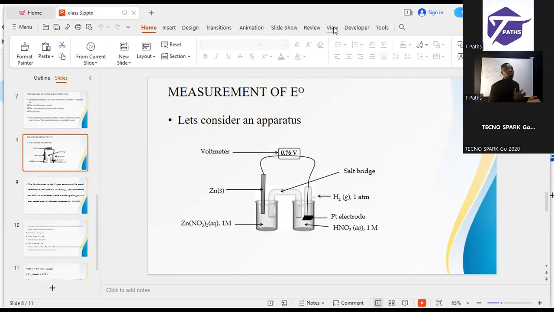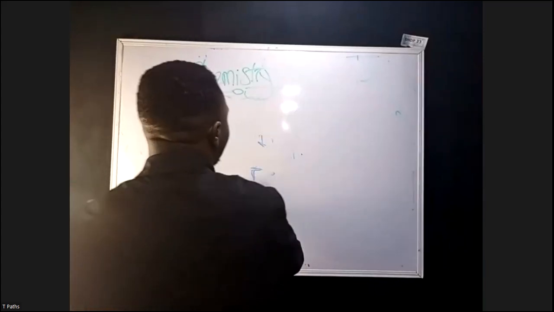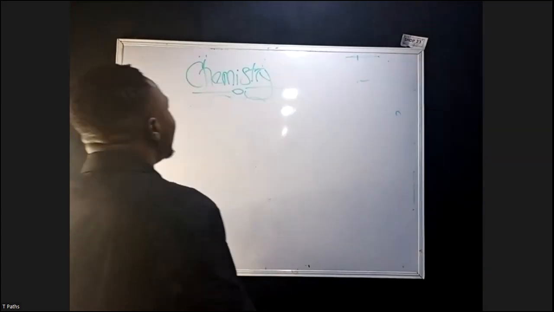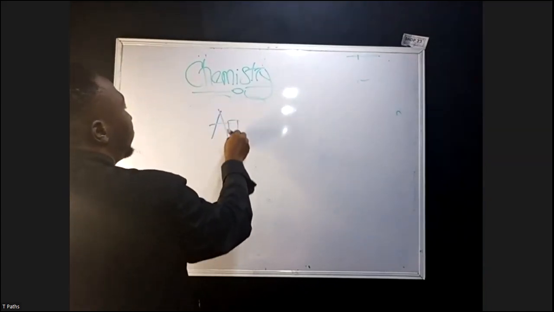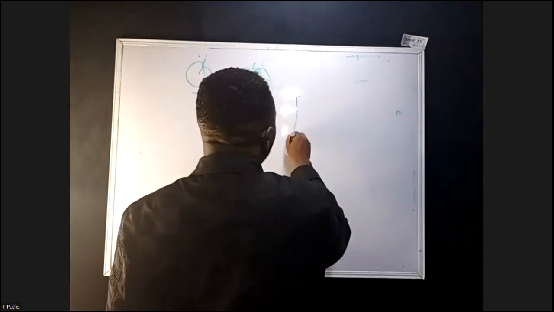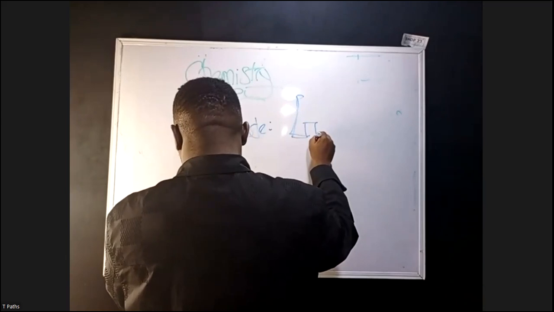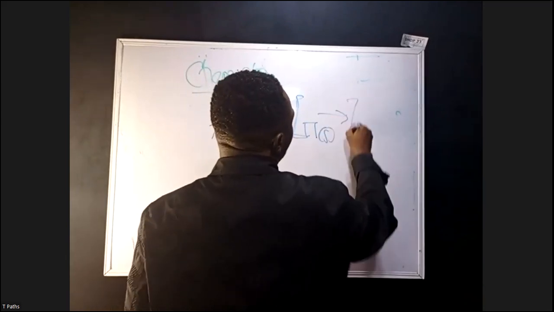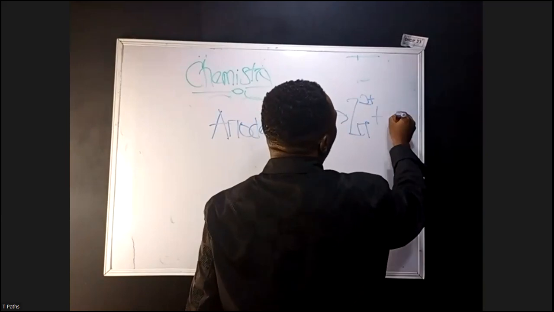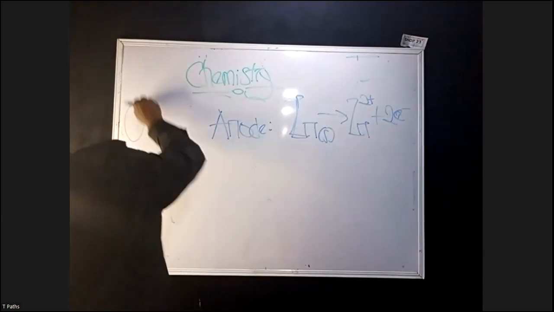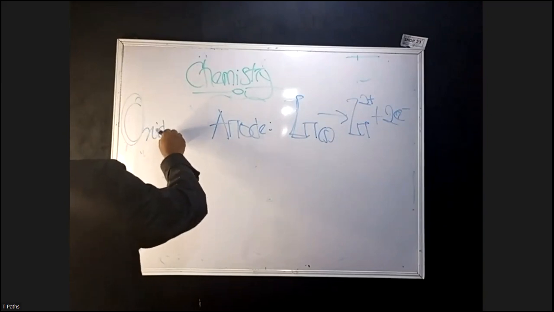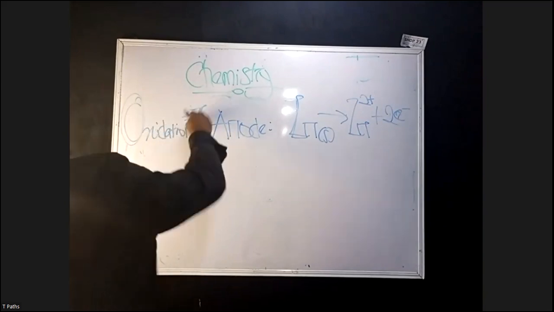Now, we've seen that apparatus there, but let's break it down. Because we have what we call the anode, and we have what we call the cathode. At the anode, what happens? We can see zinc solid giving us Zn2+. So oxidation occurs there. Oxidation occurs at the anode.